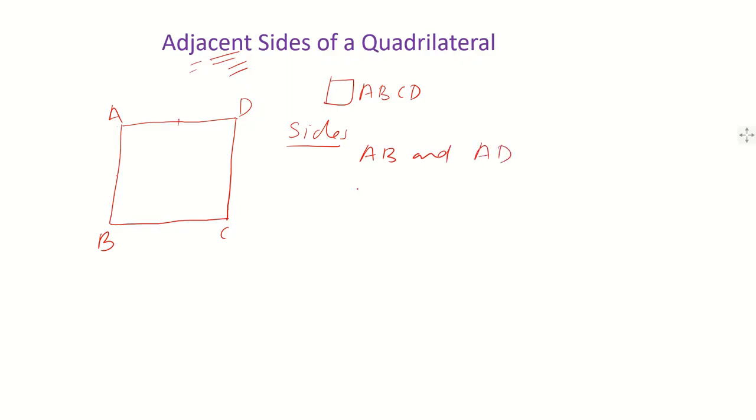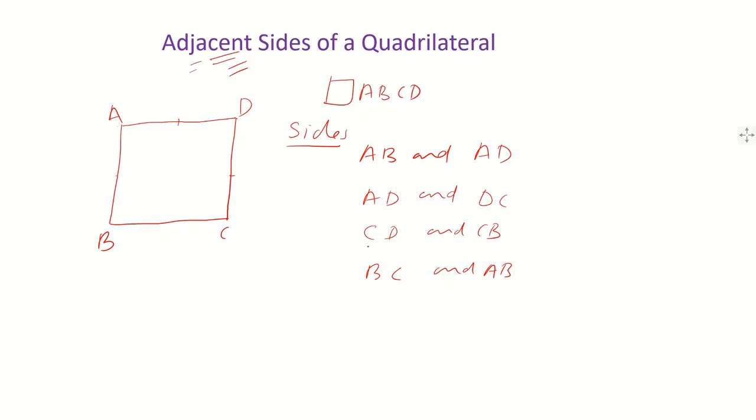Then I can write AD, D is common, and DC, this one, where D is common. I can write CD, where CD and CB I can write. Then I can write BC and AB. Write AB or BA, both are same.